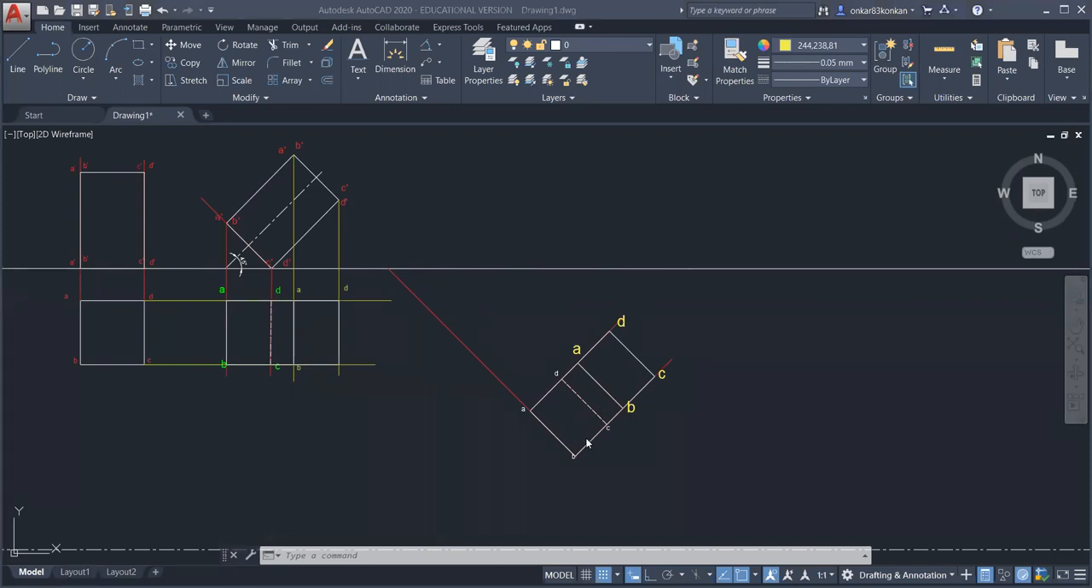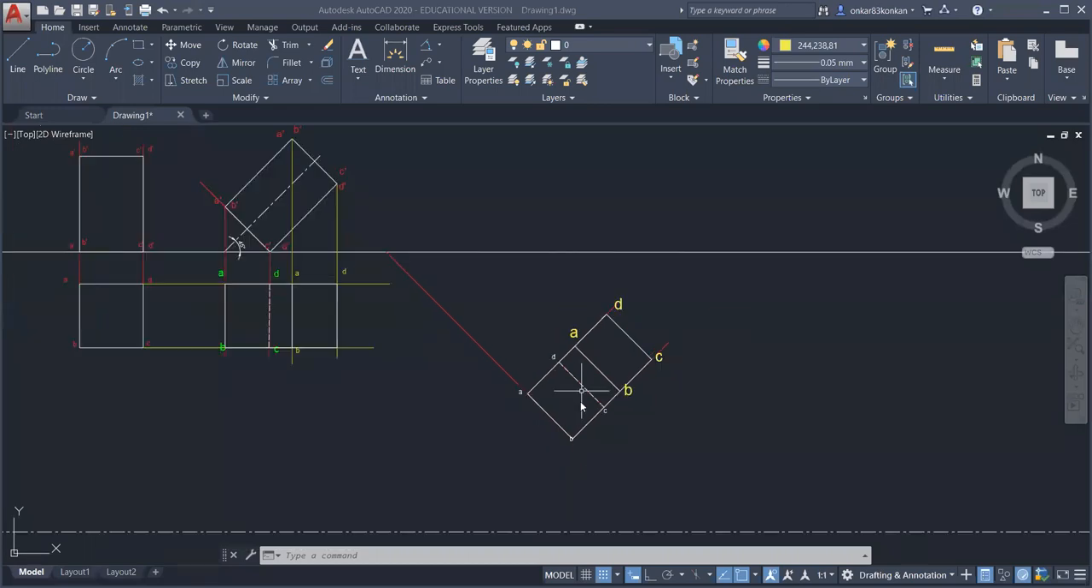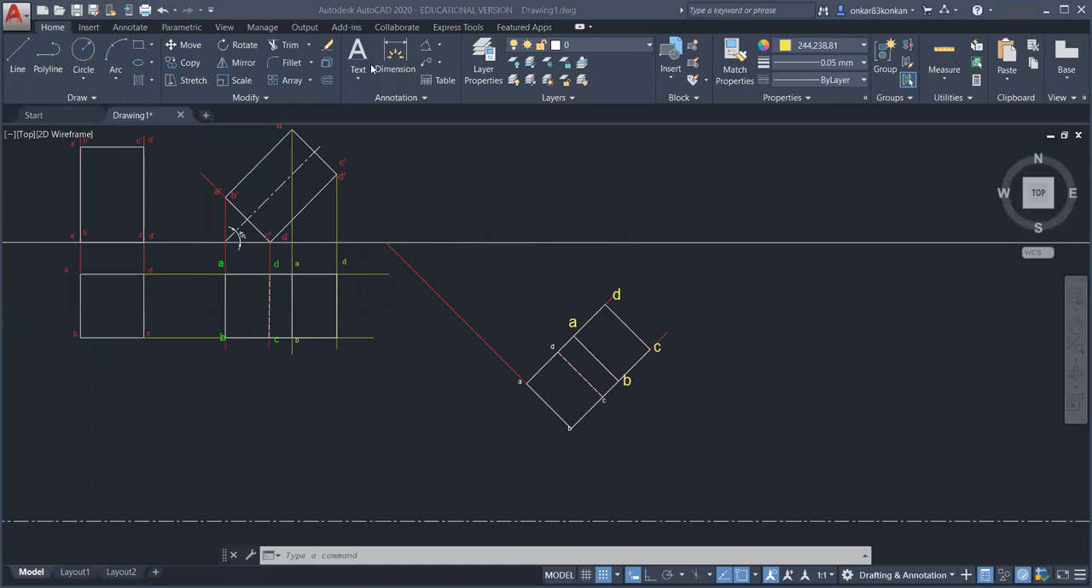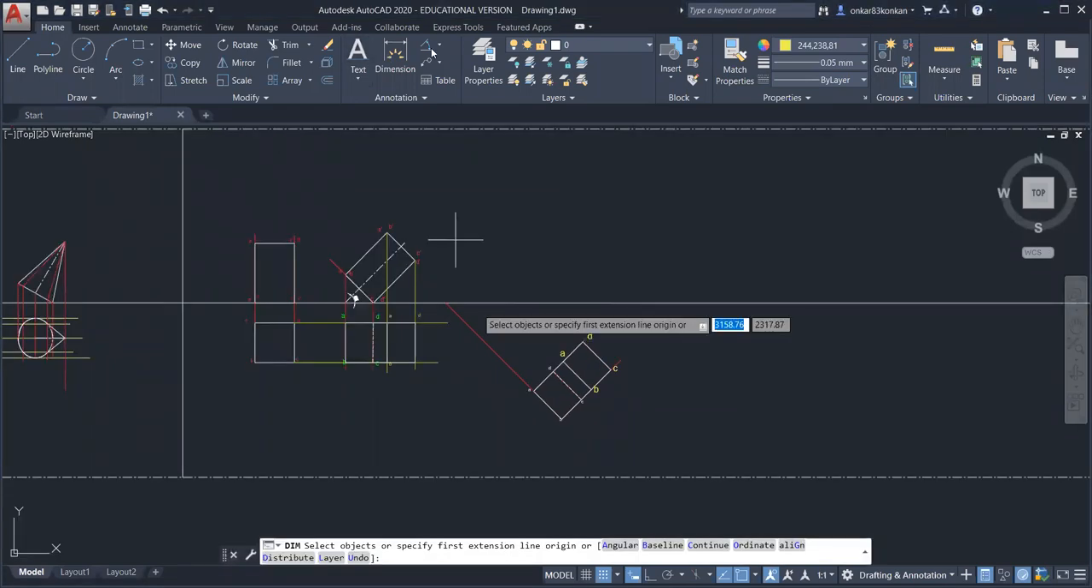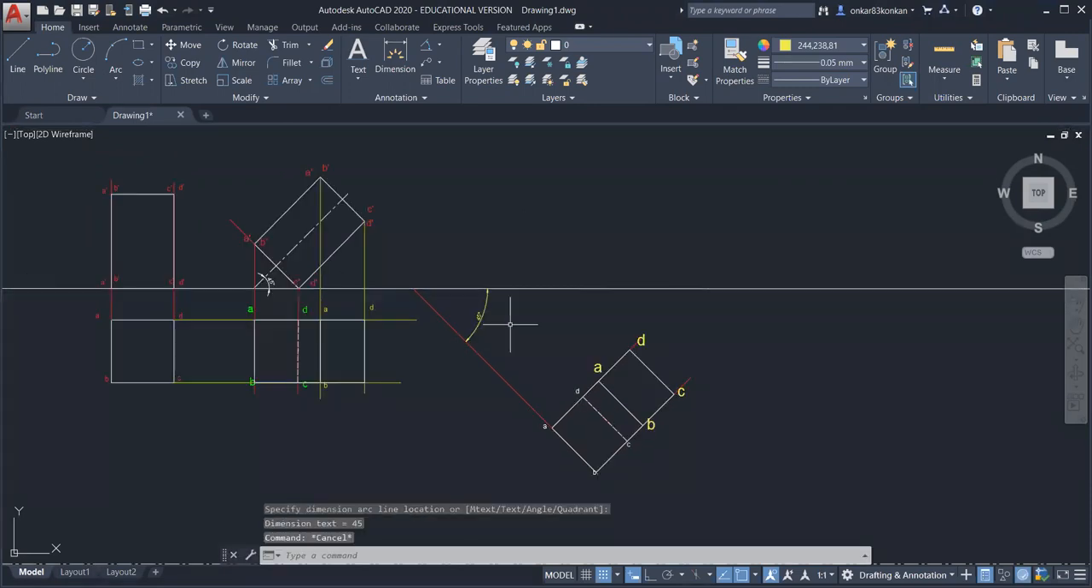Okay, so once you complete this view where this edge CD is inclined to the vertical plane by 45 degrees, basically CD is inclined at 45 degrees. So this angle is 45 degrees. Now take the projections in the front view.